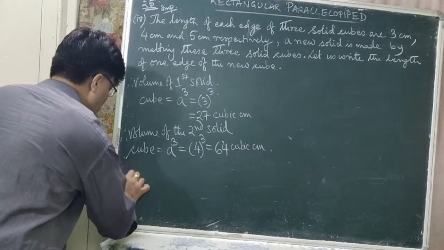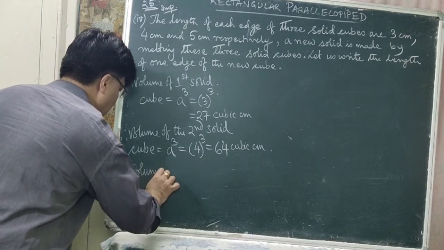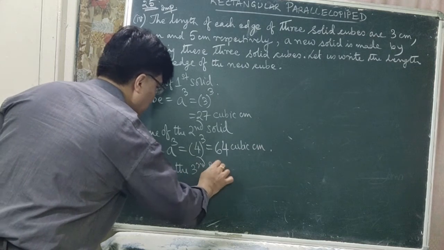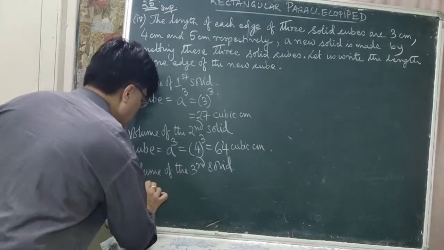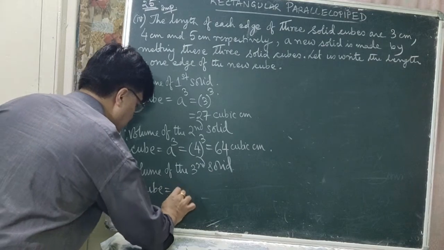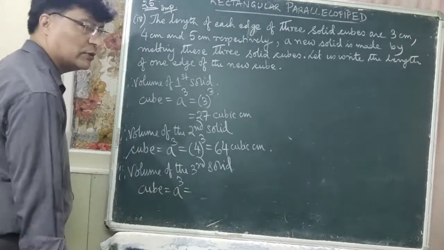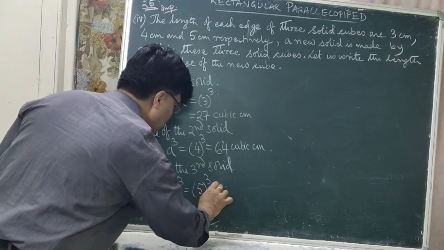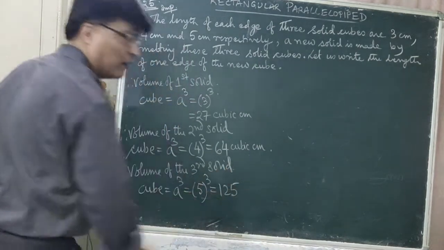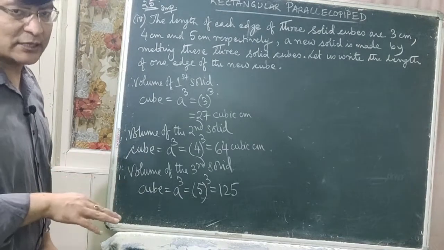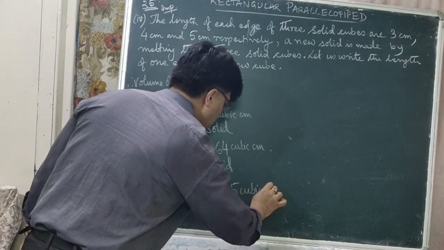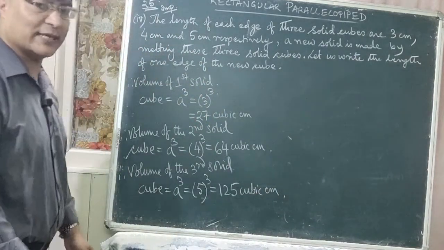Similarly, volume of the third solid cube is equal to, formula is A cube, so in this case it is 5. So this is your 5 whole cube, which means 5 is multiplied thrice. 5 into 5 into 5, that is 125 cubic centimeter. Is that clear?